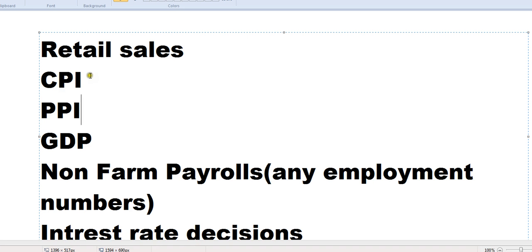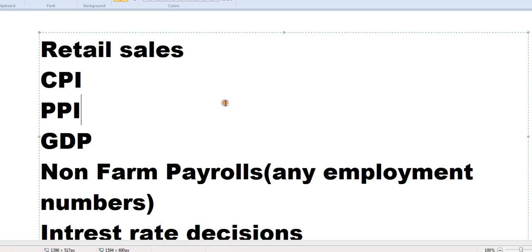The second one is consumer price index, and this is a measure of how much consumers are willing to pay for goods and services purchased within the household. And it's the measure of change. Is it a positive change or is it a negative change? And this is represented in percentage. Is it dropping 2% or is it raising 2%?